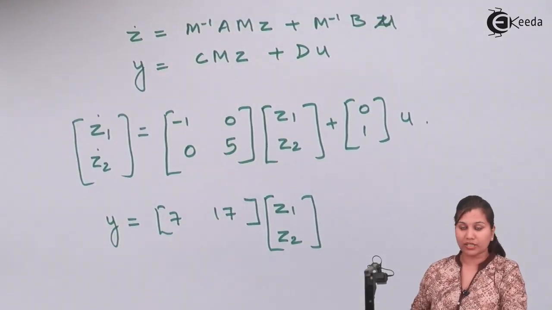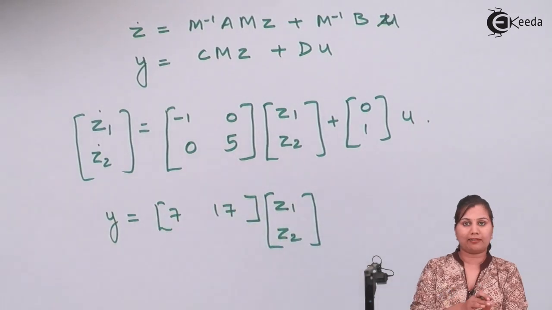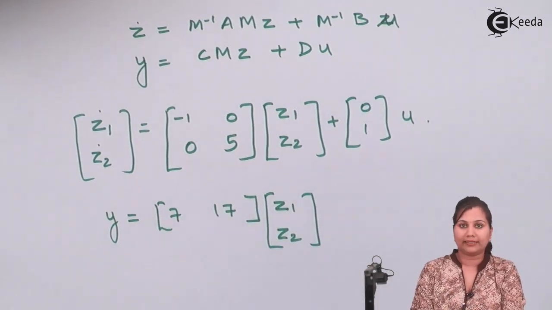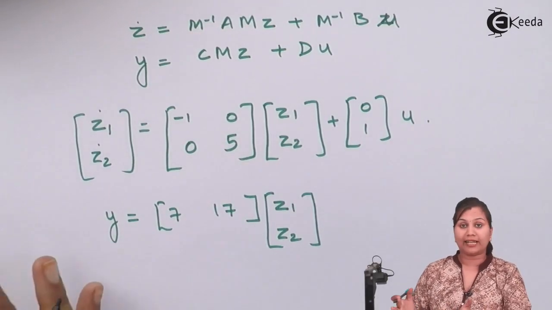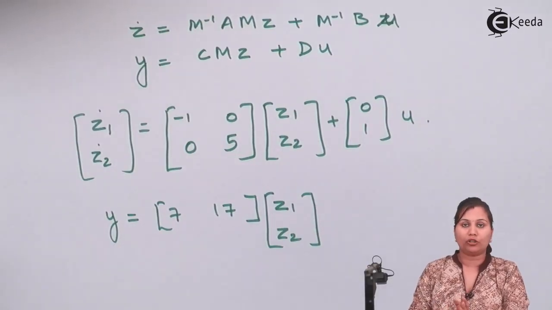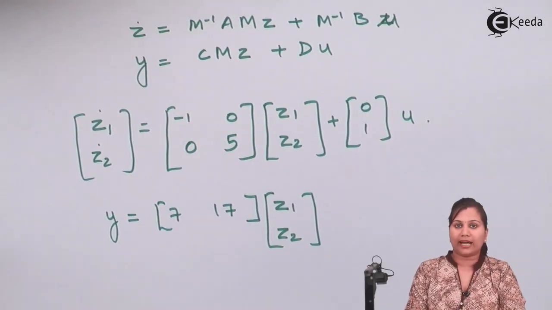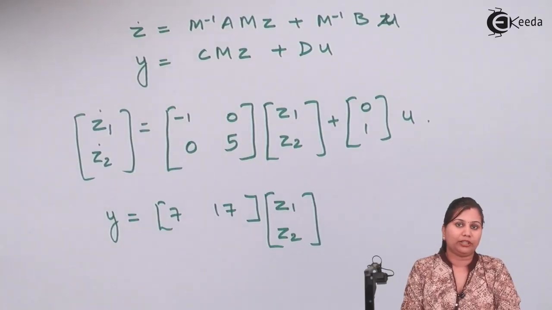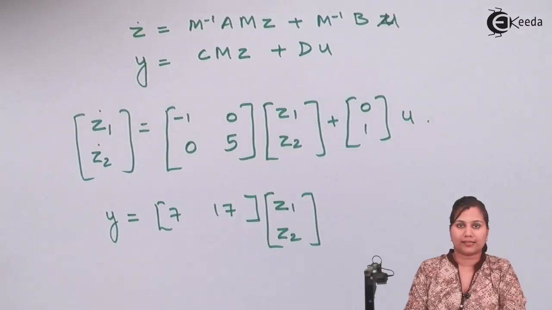So this is our new state model, and you can see that in this new state model, this A matrix, which was earlier a non-diagonal matrix, has been converted into a diagonal matrix, or we can say that we have obtained the diagonal form of the state model, or the canonical form of the state model. So in this video, we studied how a non-diagonal matrix can be converted into a diagonal matrix and how it is used in control systems. So I hope that this video is clear to you.